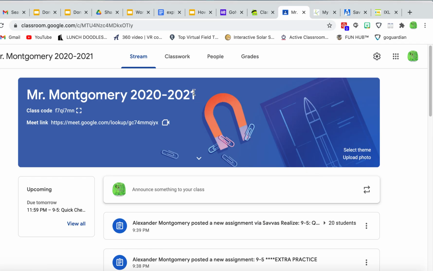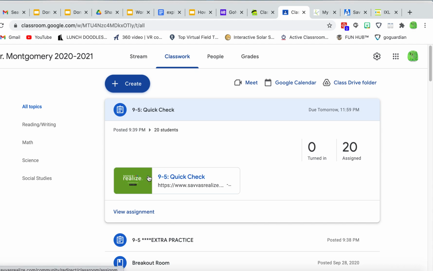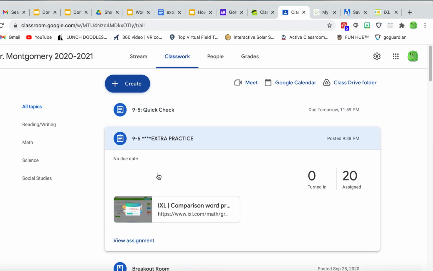Alright friends, so after we're on our Google Classroom page, we click Classwork, and the first thing you're going to do is the 9-5 Quick Check. Okay, there's 3 questions on there. I want you to try your best. After the Quick Check, you can do the Extra Practice. Alright, there's the IXL assignment, and it's going to be a little bit more challenging. I checked it out, and I think you'll have some fun with it.